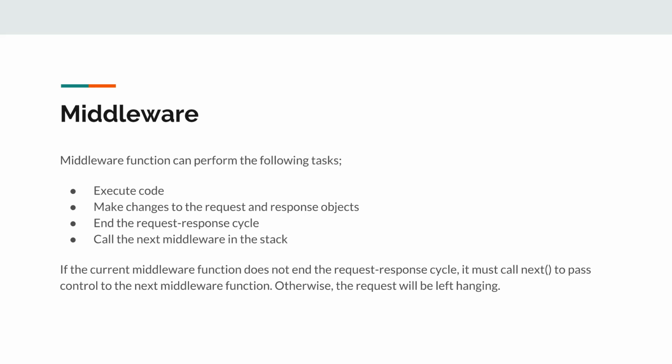The middleware can also call the next middleware in a stack. Like I said, a server can have multiple middlewares attached to it for a request. So you can have zero, you can have 1 to n middlewares, and all of them are put in a stack structure.